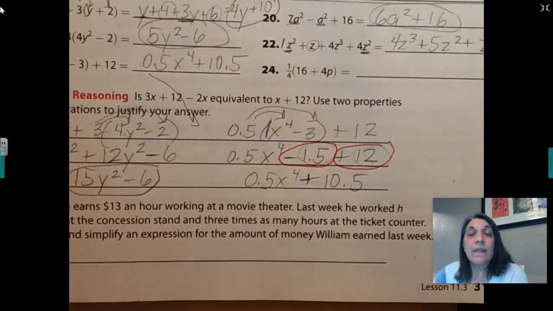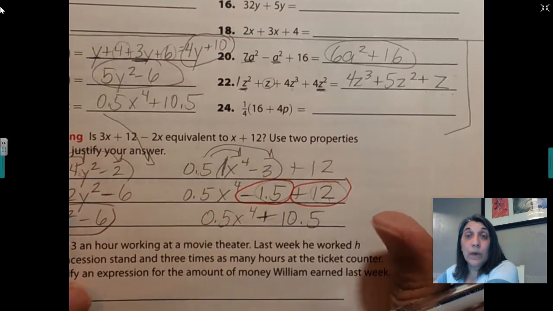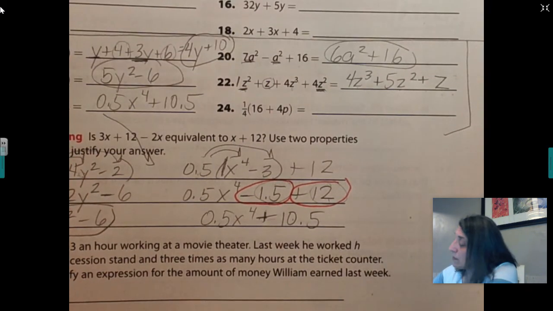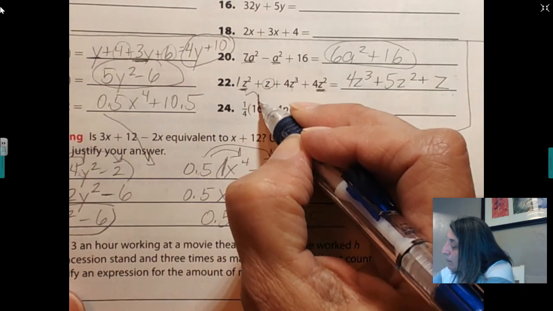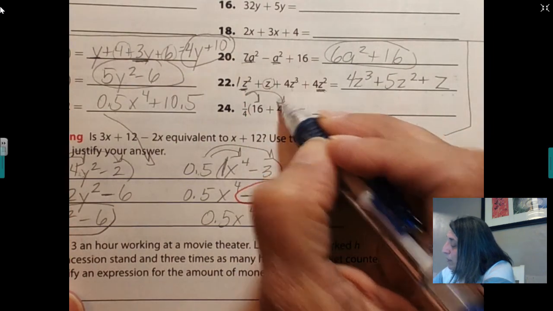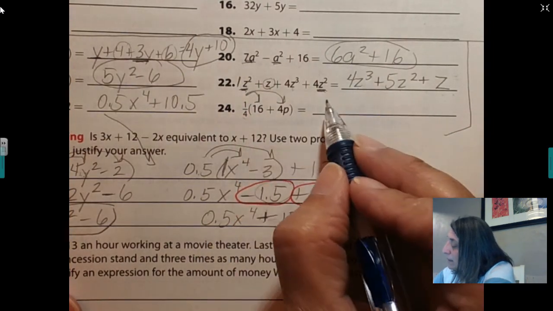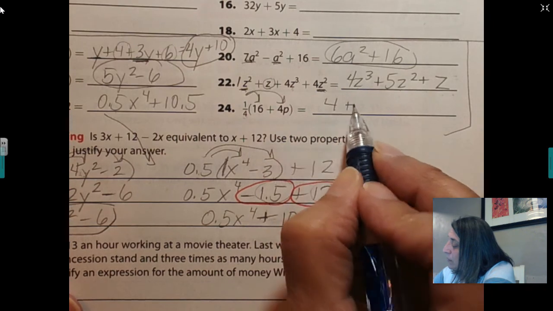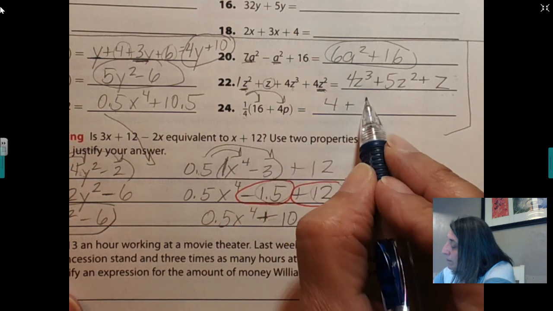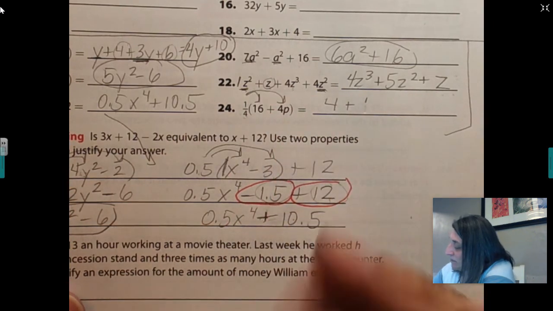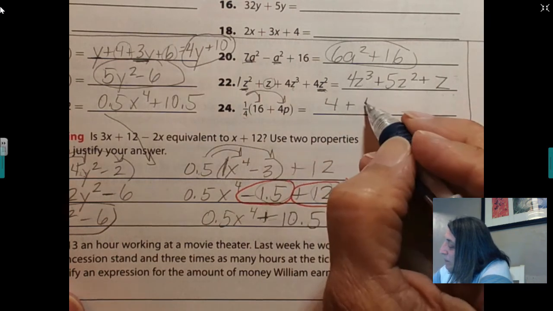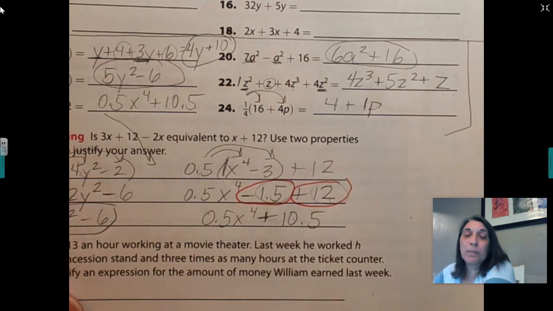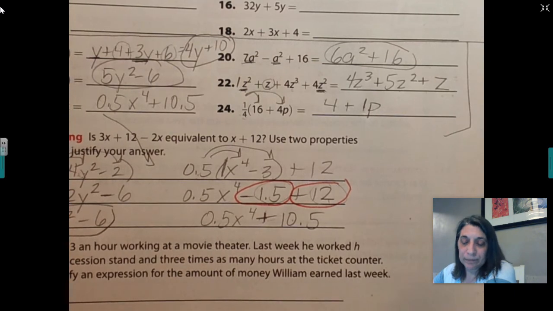And then the last one, and then we are done for the videos, is I'm going to go ahead and multiply 1/4 by each thing inside the parentheses. 1/4 times 16 gives me 4, plus 1/4 times p, that just gives me 1p. I can say 1p, or I can just put a p there. I don't even really need the 1. And so that's it. It's just 4 plus p. There's nothing else that I can do. I don't have to combine anything.